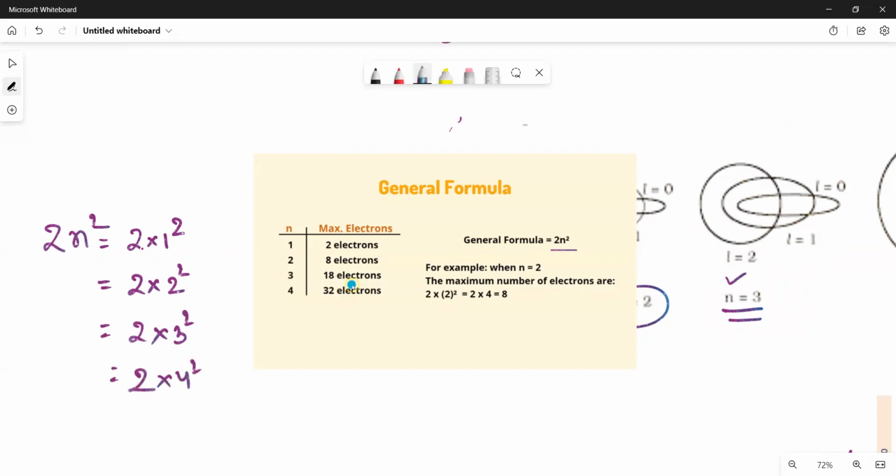So it means that if my cell number, means principal quantum number, that is the n, if the value of n is this, it can hold maximum 2 electrons. It can hold maximum 8 electrons. It can hold maximum 18 electrons, and this can hold maximum 32 electrons, right?